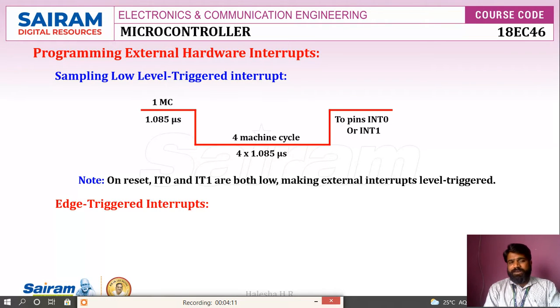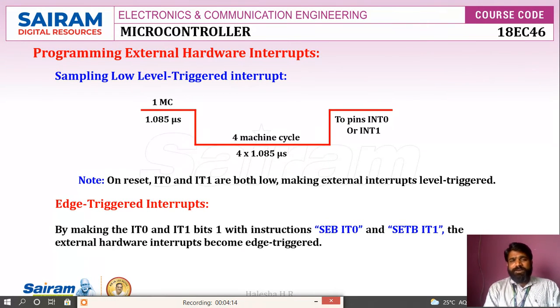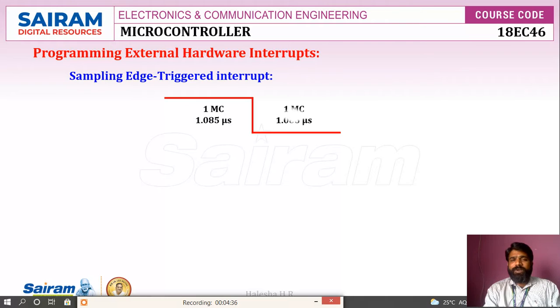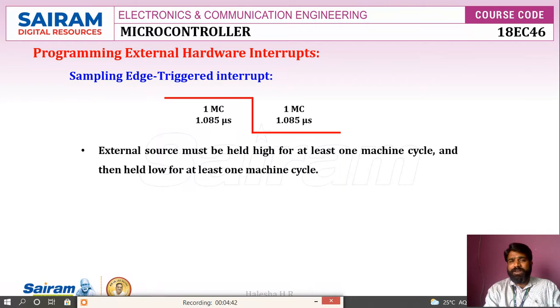Now let's see edge triggered. We should make IT0 or IT1 equal to 1 using the instructions SETB IT0 and SETB IT1. Then the external hardware interrupt becomes edge triggered. Now how do we sample edge triggered? Here the signal should be high for a minimum of 1 machine cycle and low for a minimum of 1 machine cycle. Otherwise the interrupt will not occur. The external source must be held high for at least 1 machine cycle and low for at least 1 machine cycle. While the ISR, the interrupt service routine, is being executed, the INT pin is ignored.